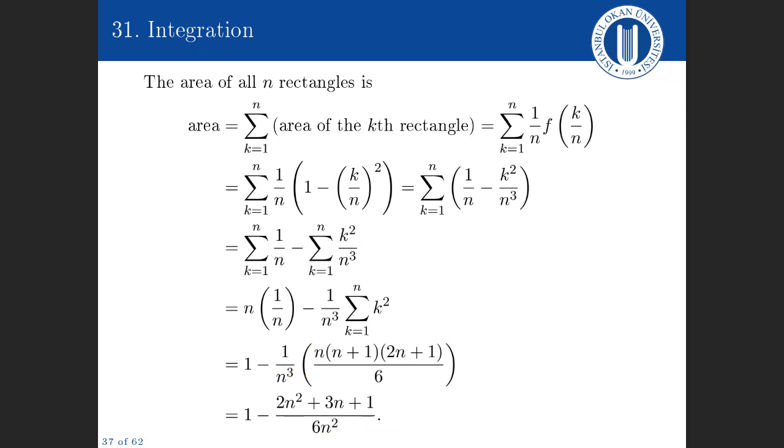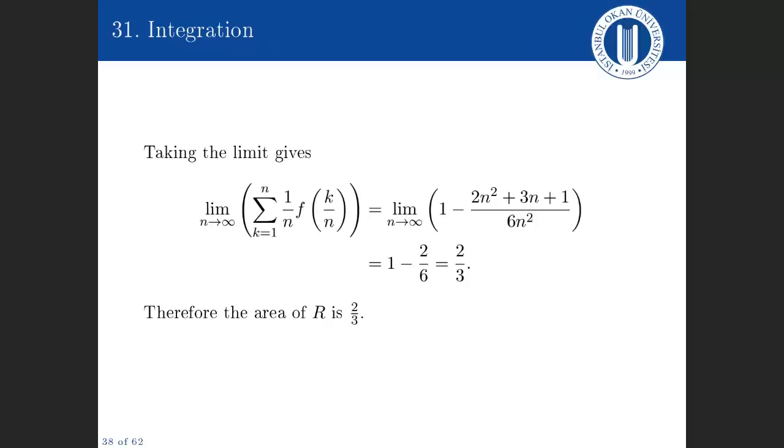Okay, so now we have a formula for the area of n rectangles, and then we want to take its limit. And I'm going to skip some details here. When we take the limit of this thing as n tends to infinity, we get the answer 2/3. That means the area of the region R is 2/3.